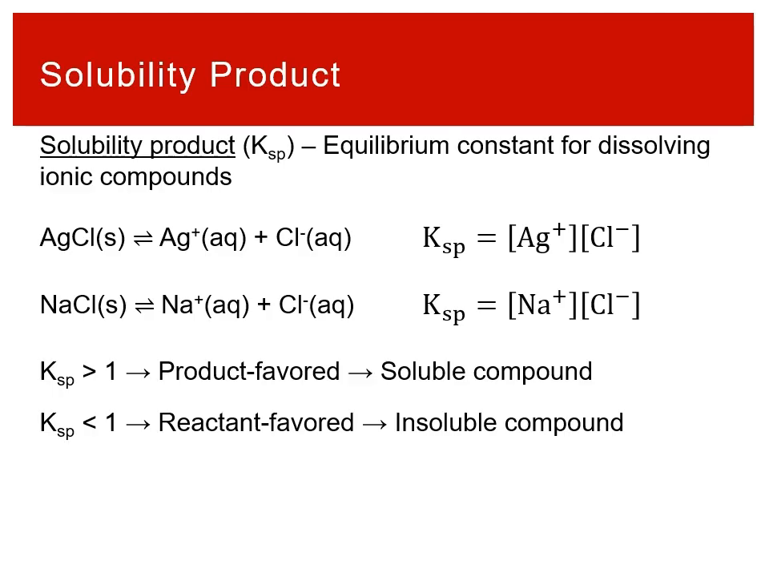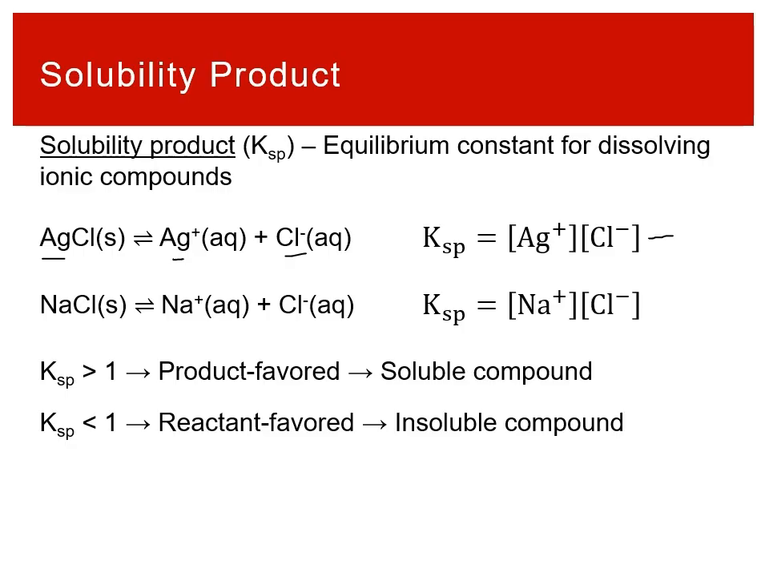So we define this idea of dissolving, especially for ionic compounds, and quantify it using an equilibrium constant called the solubility product, KSP. The solubility product comes from the fact that when you dissolve an ionic compound, it dissolves into separate ions. As a result, the form of KSP, the equilibrium constant, is always going to be a product of the ion concentrations. Right? So you have the solubility product.